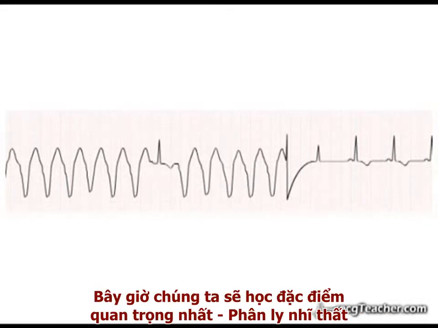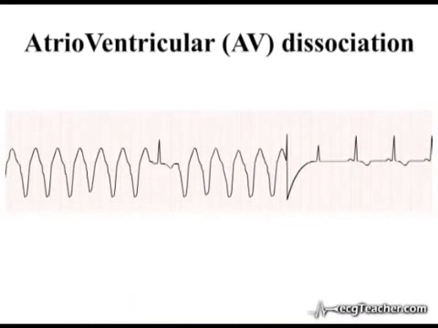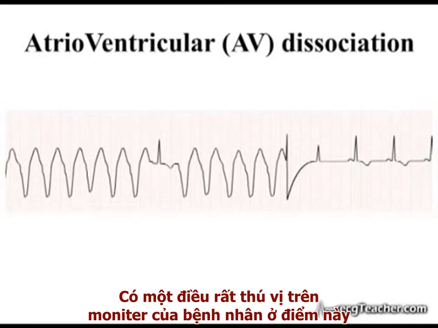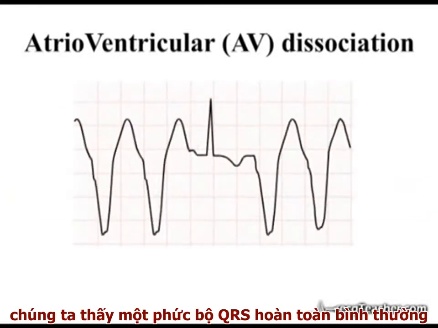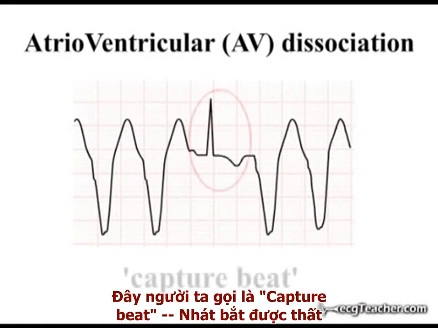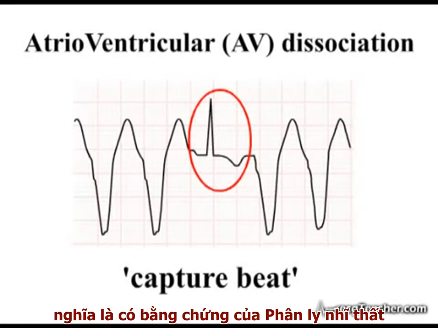We will now deal with the most important of these features, atrioventricular dissociation. There's an interesting event on our patient's monitor at this point. In the middle of the tachyarrhythmia, we find an apparently normal QRS complex. This is a capture beat. The presence of a capture beat is evidence of atrioventricular dissociation.